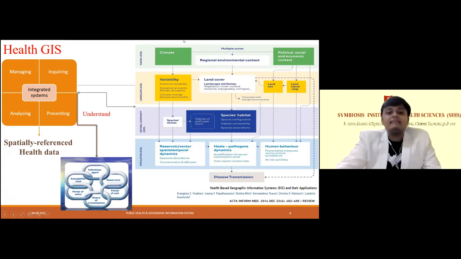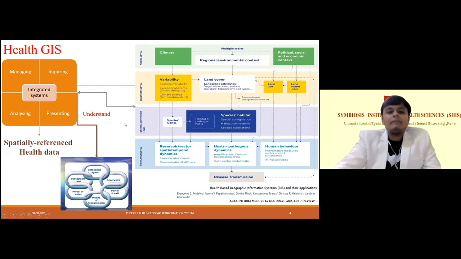Now, what is health geographic information system? These are integrated systems which have tools for managing, number two, inquiring, number three, analyzing, and number four, presenting the spatially referenced health data. It will also help us to understand the dynamics of transmission, that is infectious agent, reservoir, portal of exit, means of transmission, as we all know.